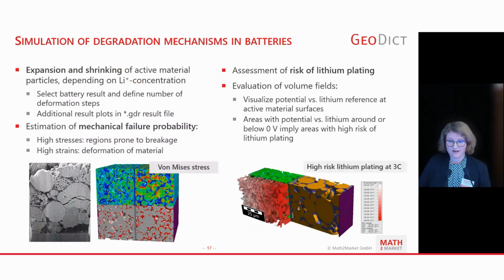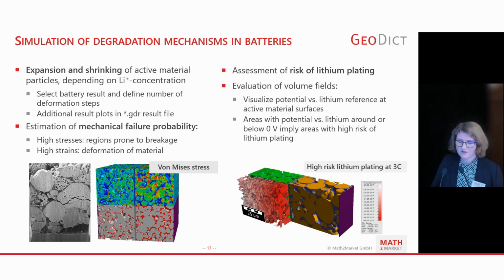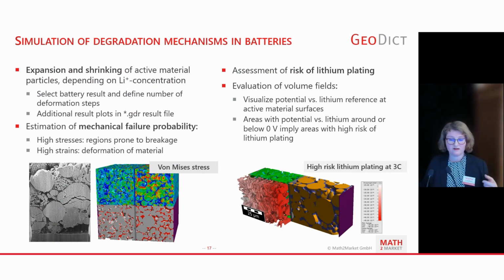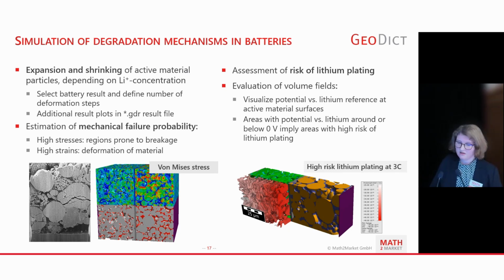There are several degradation mechanisms leading to battery aging. One of them is mechanical degradation, which occurs because of the expansion of the active material due to the intercalation with lithium. Correspondingly, during the delithiation, the active material shrinks again, and that, of course, causes mechanical loads in the active material. In GeoDict 2023, we introduced the coupling of electrochemical simulations and mechanical simulations in a module called BatteryDict Degradation. And in 2024, we further improved this feature and updated the pre- and post-processing of the mechanical degradation.